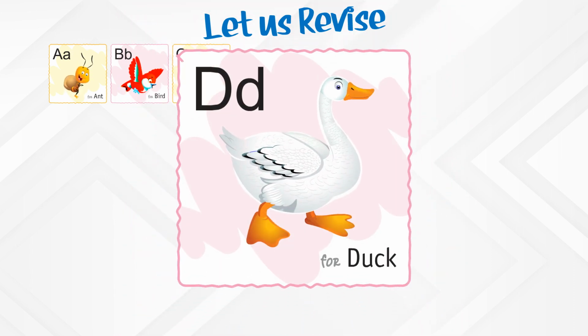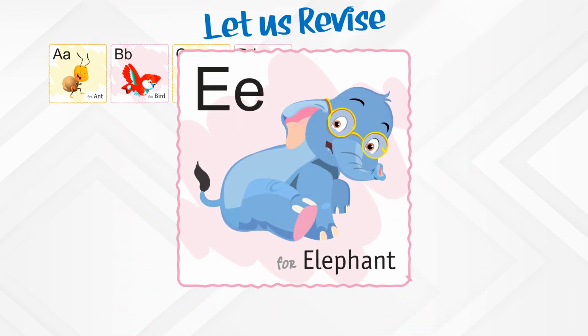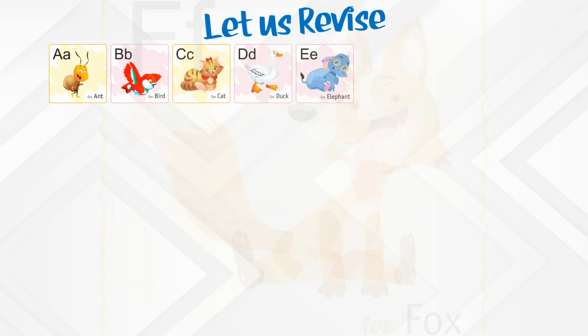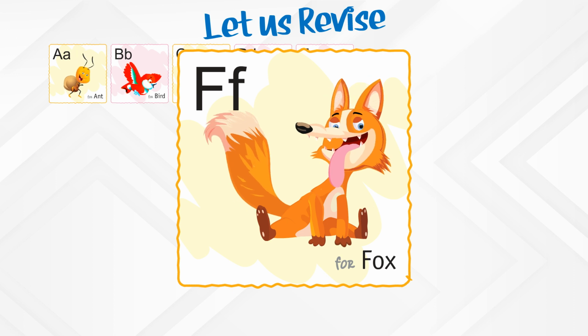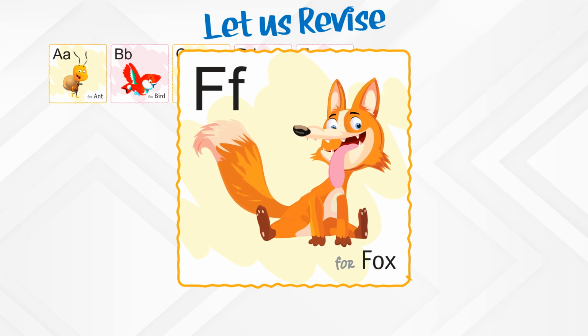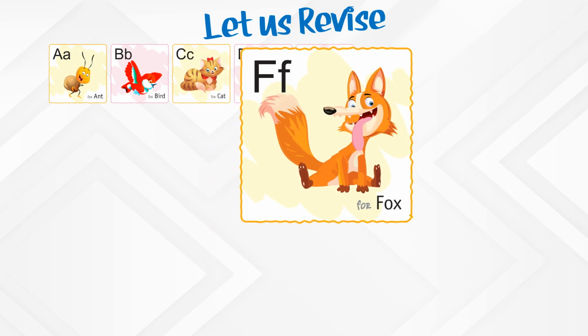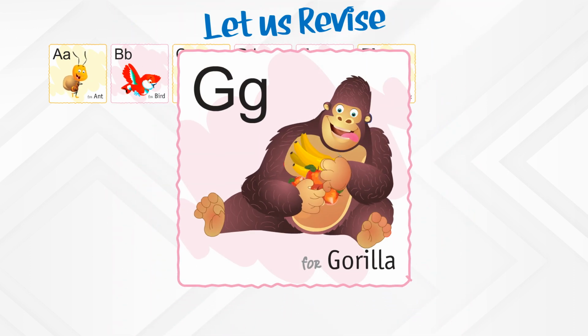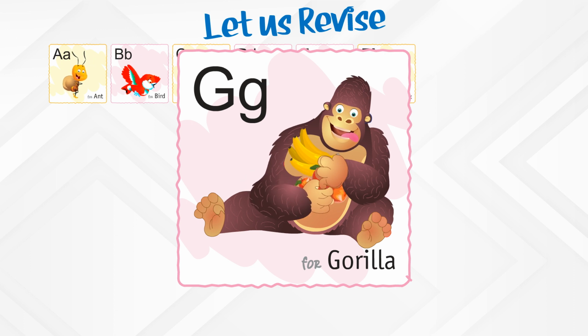Capital D, small d. D for duck. Capital E, small e. E for elephant. Capital F, small f. F for fox. Capital G, small g. G for gorilla.